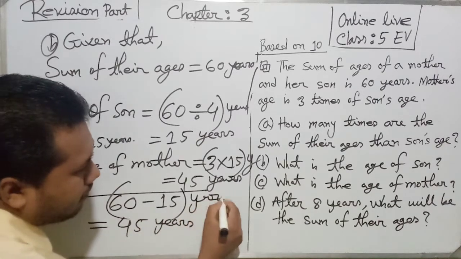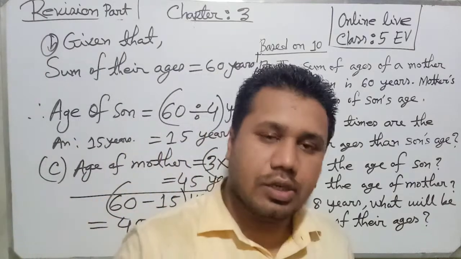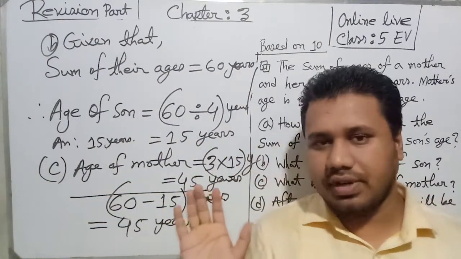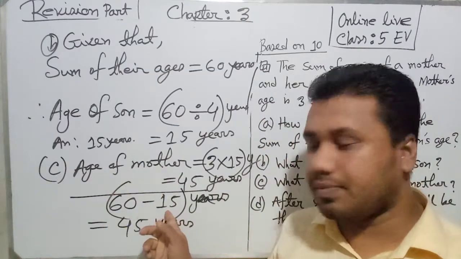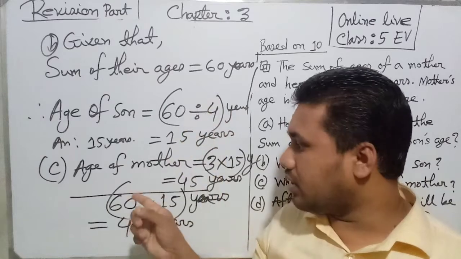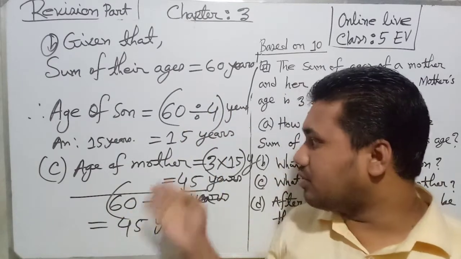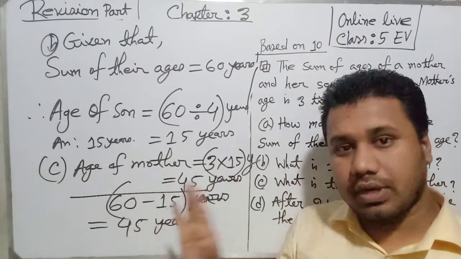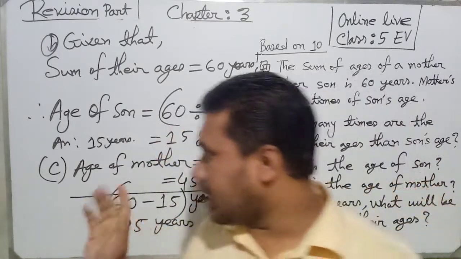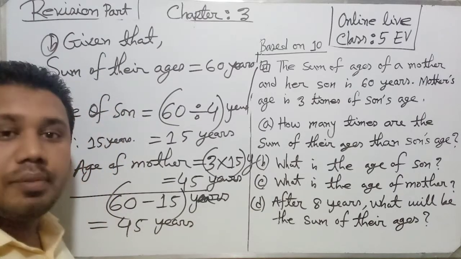Clear? You can write 3 into 15, 45 years. Also you can write 60 minus 15. Why 60? Because 60 is the sum of their ages. So if we subtract the son's age, then the remaining will be the mother's age. So both are correct. This one and this one, you can apply any one. So A, B, C, done. Now we can go to problem number D.